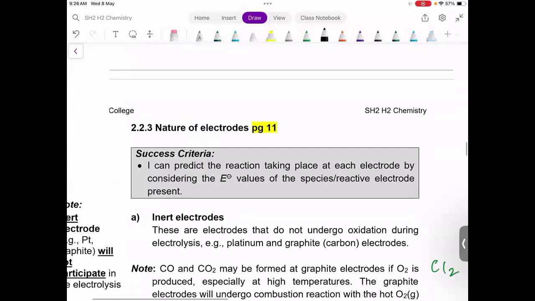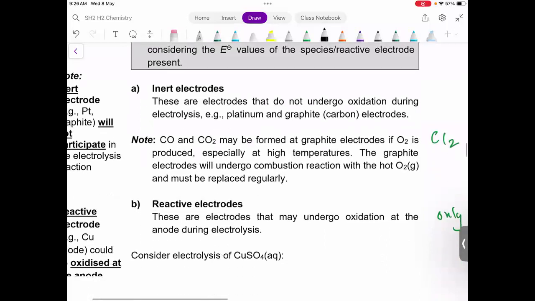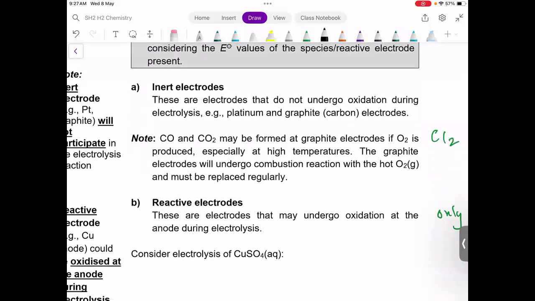Let's look at the third factor, nature of electrode. Previously, what we have been working with is inert electrodes. Now we are looking at electrodes that can participate in the reaction. And please take note, the reactive electrode is only considered for the anode reaction. Can you highlight this for me? I only consider the electrode participation if it's at the anode. Must be at the anode, not the cathode. Can someone tell me why?